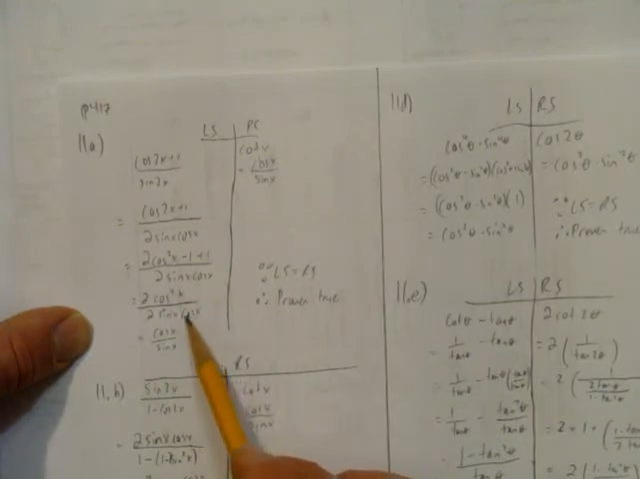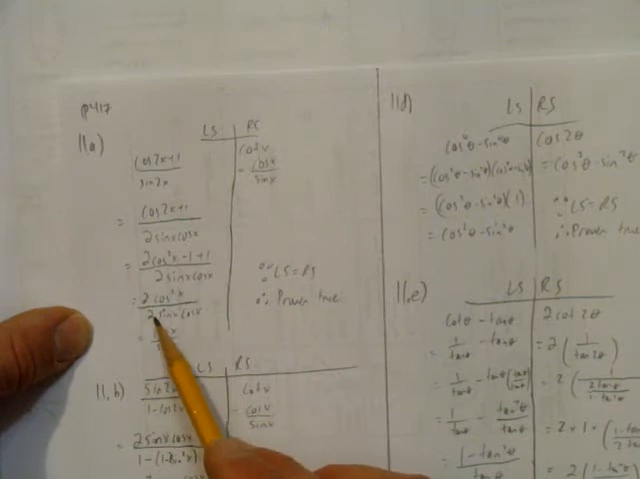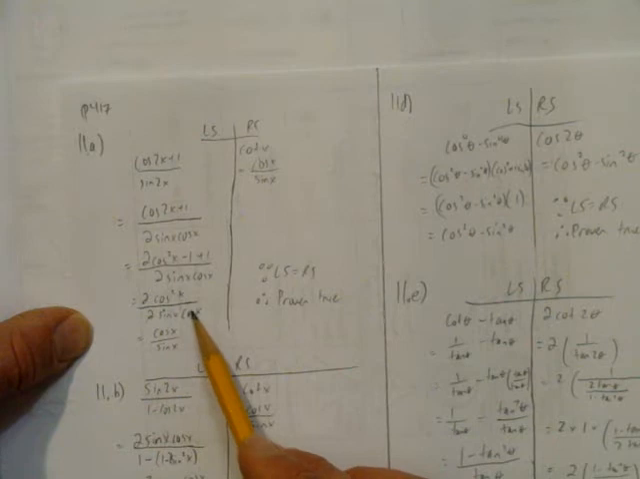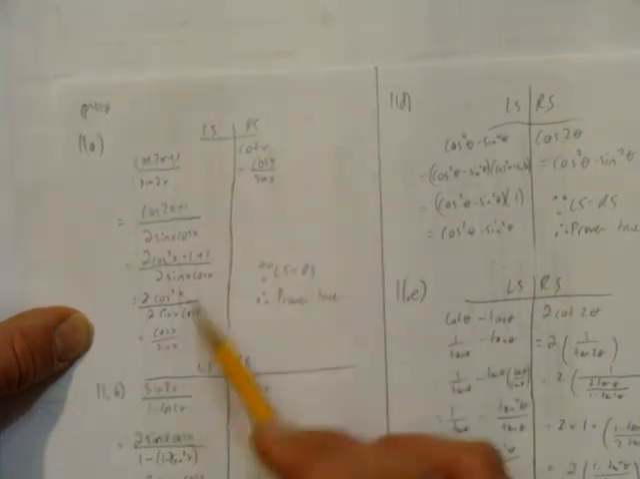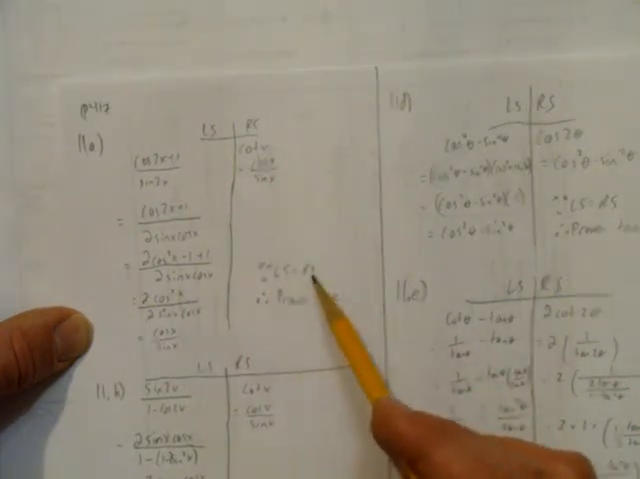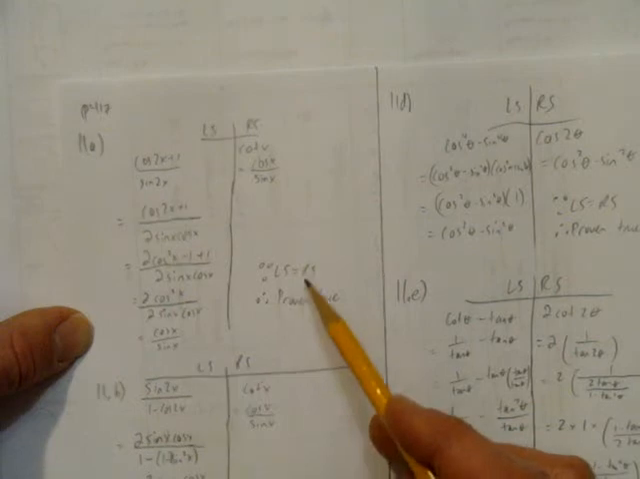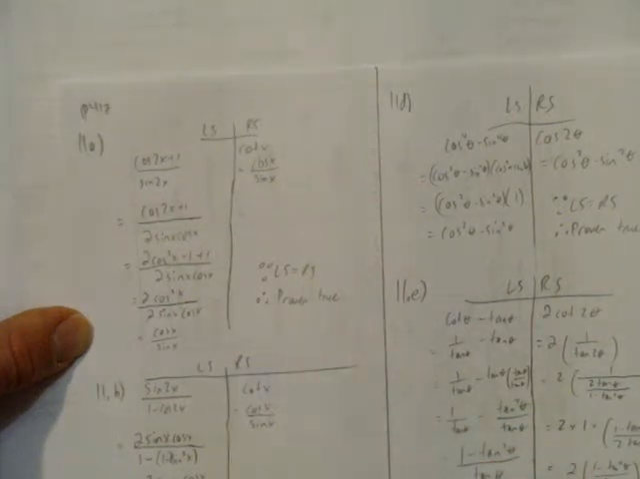Well, 2 and 2 cancel out, and also one of these coses, as I'd hoped, cancels out with this cos, leaving just one cos on top, and leaving just the sine on the bottom. And that's great, because now I've shown the left side equals right side. I have cos x over sine x both sides, therefore 11a is true.